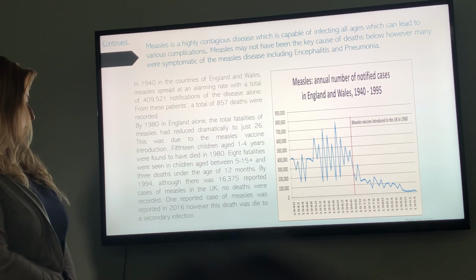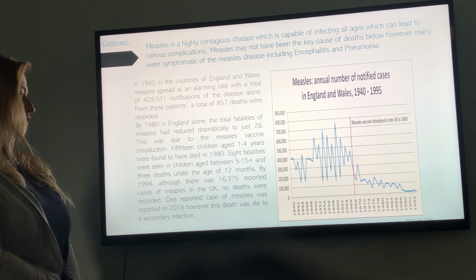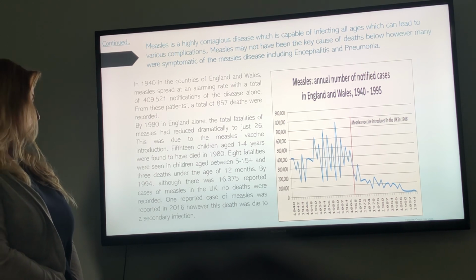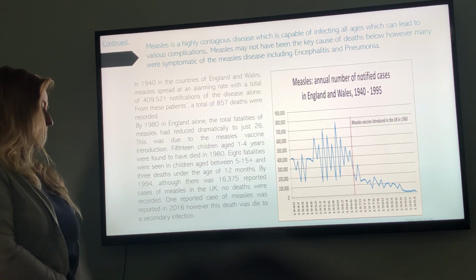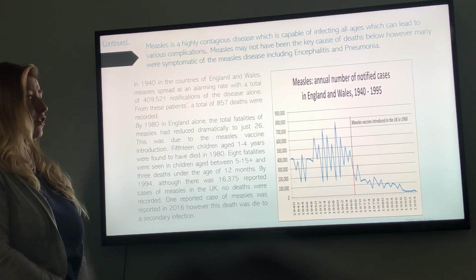By 1994, although there were 16,375 reported cases of measles in the UK, no deaths were recorded. One reported case of measles was in 2016, however, this death was due to a secondary infection.